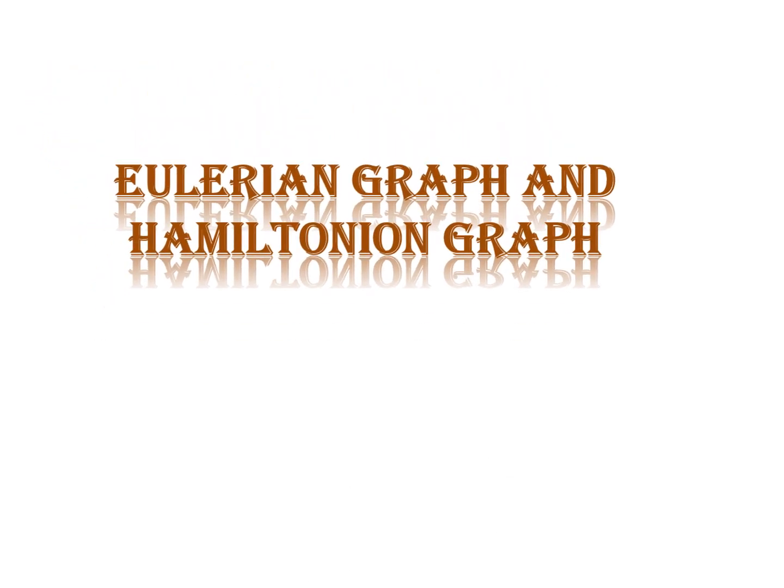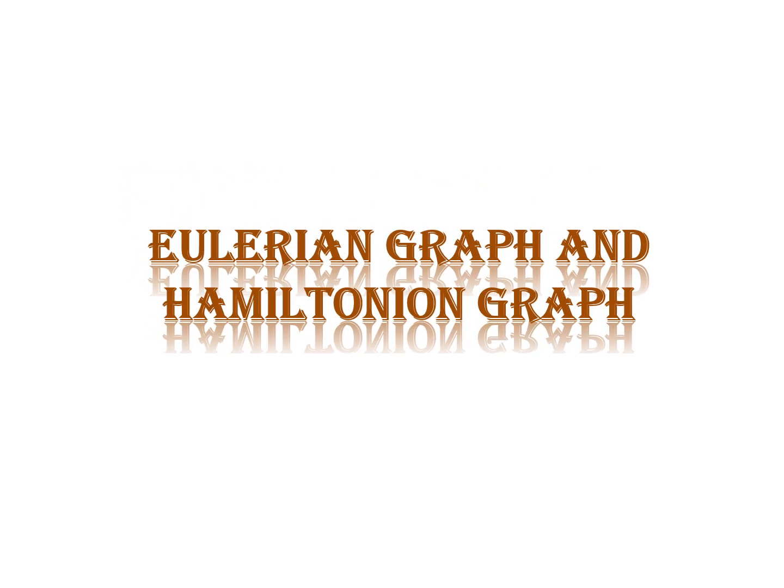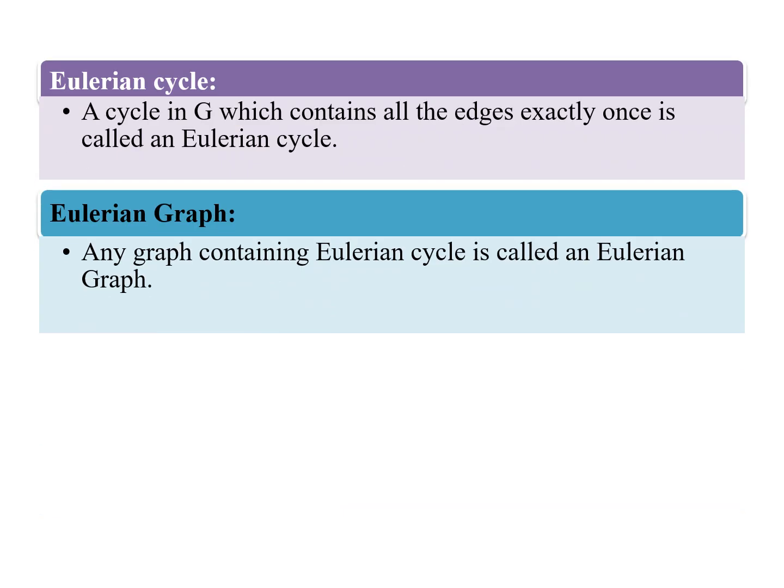Eulerian graph and Hamiltonian graph. Eulerian cycle. A cycle in G which contains all the edges exactly once is called Eulerian cycle. Eulerian graph. Any graph containing an Eulerian cycle is called an Eulerian graph.